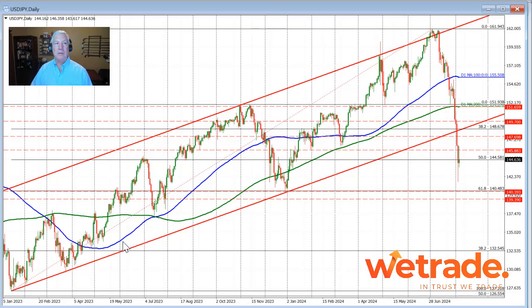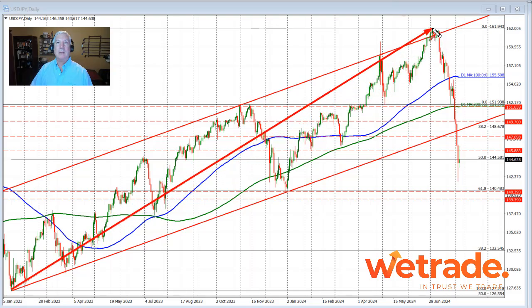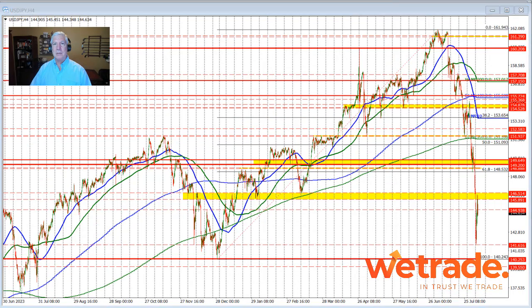You see the 50% retracement of this move from this low going back to January of 2023 to the high price right here. That comes in at 144.58. And you can see that we're just above that level at 144.638. So watch what happens at the 58 level in trading today. Maybe there'll be some either buying or selling near that level.